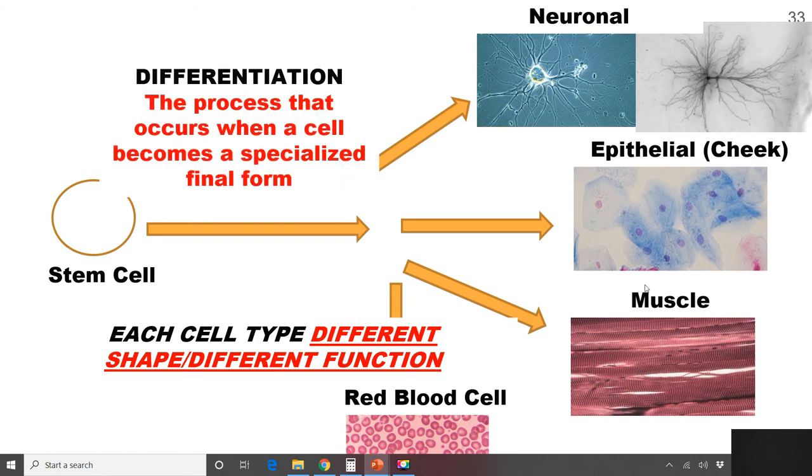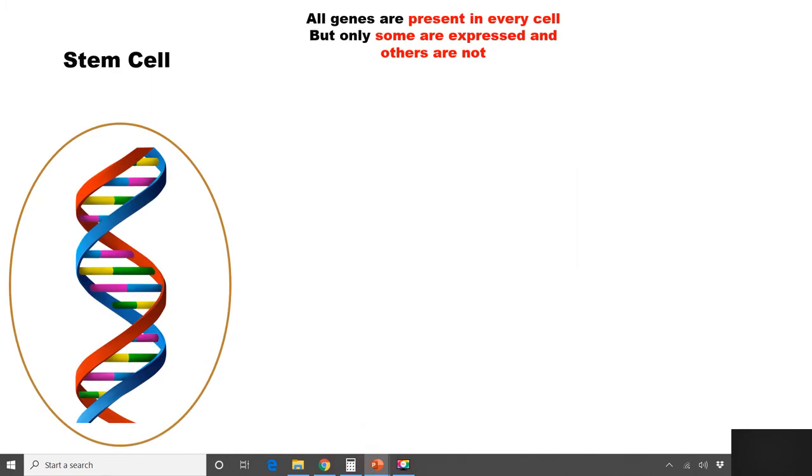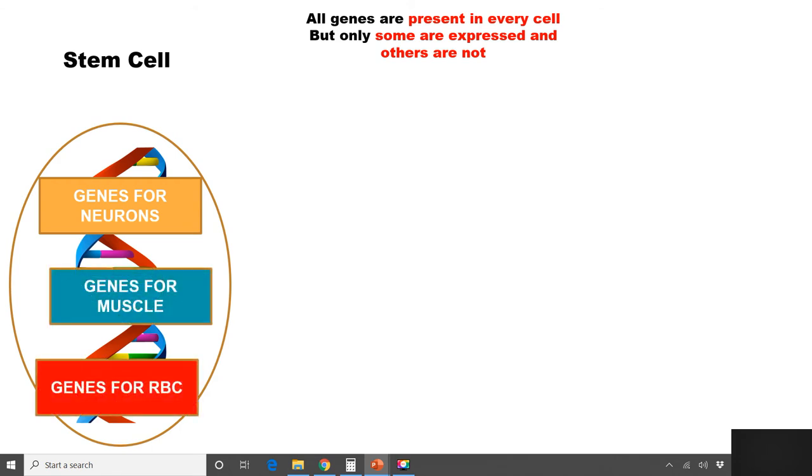And the process that gets you there is something called differentiation. So you start with a stem cell, and when it differentiates, it grows into these final highly specialized forms that make up your multicellular organism. So in every cell, all of the genes are always present. Remember, you have your nucleus in your eukaryotes, and they carry the entire genome for that organism. So inside that genome, I have genes for my neurons and genes for my muscle and genes for my red blood cells. But in the stem cell, none of these are expressed yet.